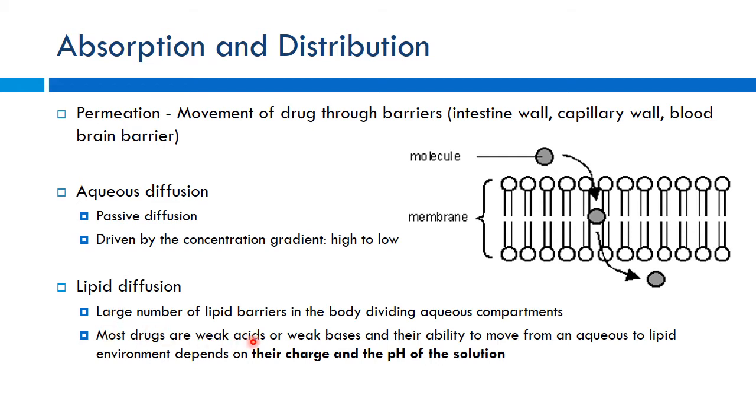What we're going to find is that most drugs are either weak acids or weak bases. Based on the pH of the substance that the drug is in, a drug can be more water soluble or more lipid soluble. Things that are more lipid soluble will have an easier time going through those membranes and being absorbed. So affecting the pH of the solution the drug is in is going to affect its charge state, and we'll look at some examples of how that affects drug absorption a little bit later.